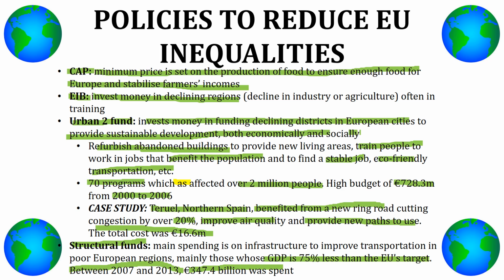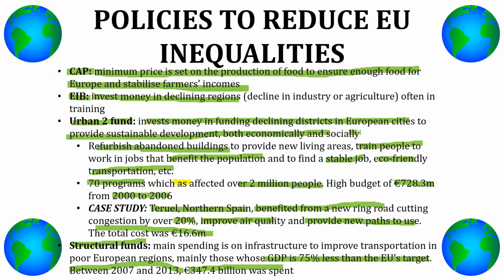So this is quite a cramped slide, but you should be able to read all of it. I tried to include all the relevant information, but I just wanted to keep it all on one slide, so you don't have to keep switching from one slide to another. So these are policies to reduce EU inequalities. We'll start with CAP, that's the Common Agricultural Policy, and this is where a minimum price is set on the production of food to ensure enough food for Europe's population and stabilise farmers' incomes.